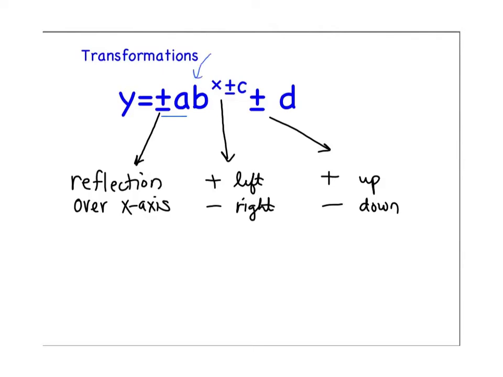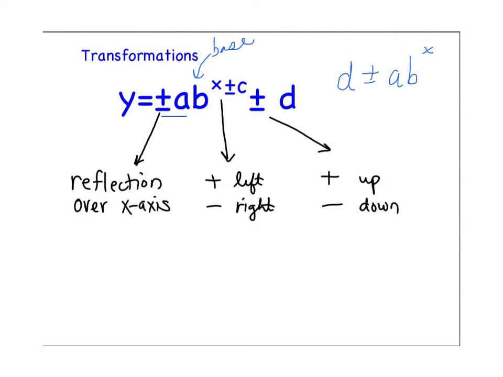The b is the base. And then with the exponent, I have a plus or minus c. Plus is left, minus is right. And then out to the side, and sometimes they do it a little differently, they'll put the d out in front and say d plus or minus ab to the x, but either way, that is a transformation up or down. Please have these in your notes.